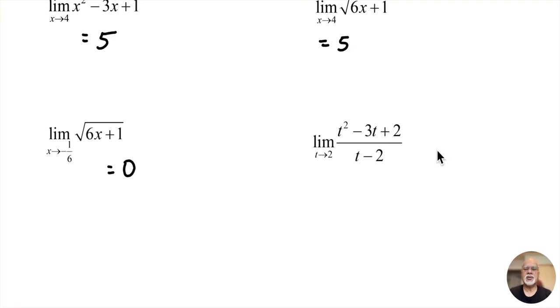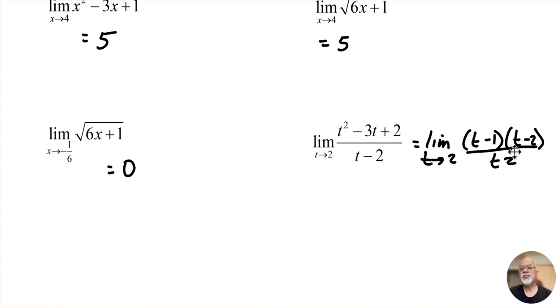If you factored this, which you should have, you should always try and factor to see if something nice is going to happen. So in this case, as t is approaching 2, if we factor the quadratic at the top, we get (t minus 1) times (t minus 2), all over t minus 2. And then the t minus 2's cancel. And so really what we're looking at is the limit as t is approaching 2 of t minus 1.